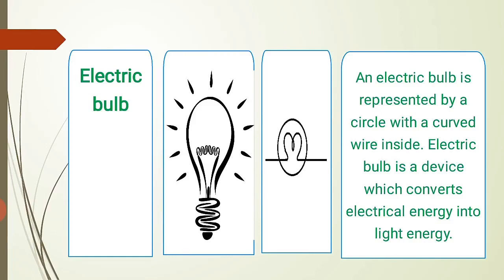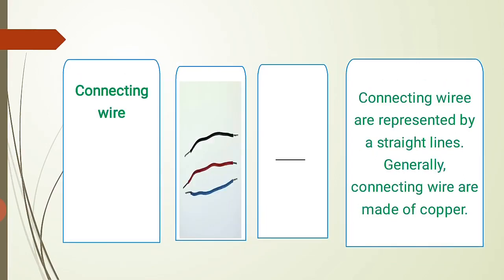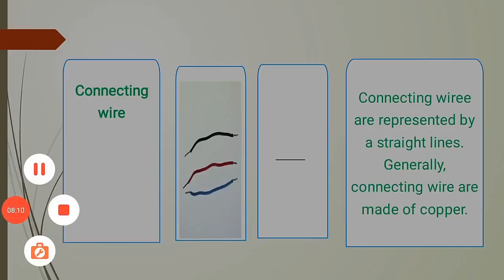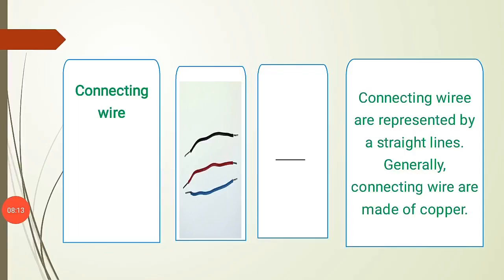Next is connecting wires, right? See the diagram and symbol of the connecting wires. Connecting wires are represented by a straight line. See here, connecting wires are represented by straight lines. Generally connecting wires are made up of copper. So connecting wires are represented by straight lines, and they are made up of copper, right?